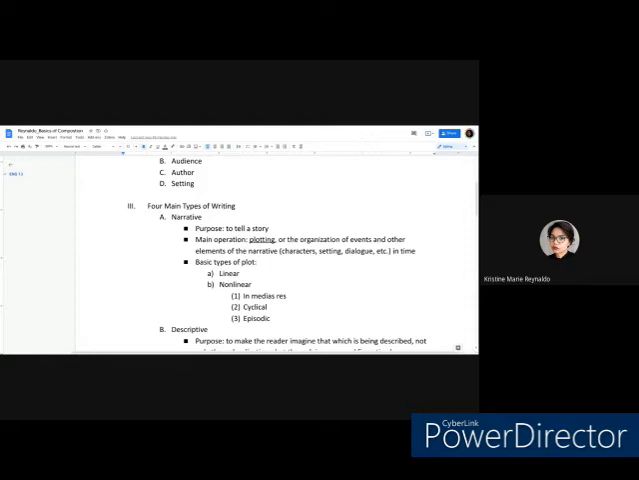So the purpose, and usually these types of writing are distinguished by their purpose, like what is it that they seek to accomplish. So narrative writing seeks to tell a story. How do you tell a story, or what makes a story? A story is basically an organization of events and other elements of narrative, such as characters, setting, dialogue, etc., in time.